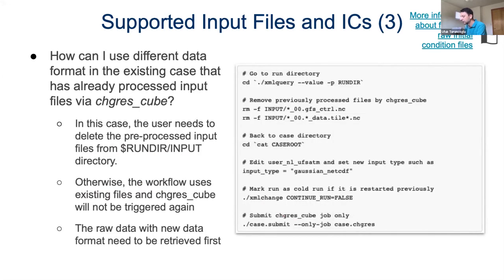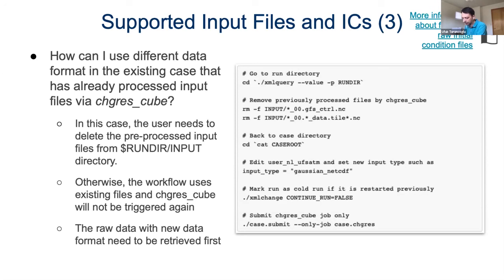If you run the model the first time, all the raw input files are processed and the model-compatible initial conditions will be created for you. That's fine. But after this initial step, you can run the model. But for example, assume that you are using the same case to test a different file format. For example, you ran the model with GRIB2, and now you want to run the model with NetCDF.